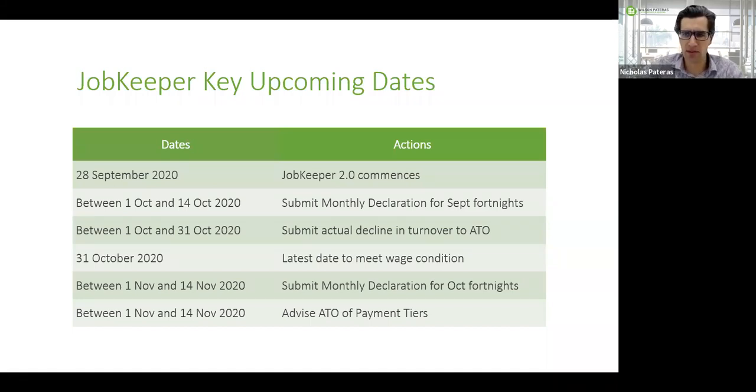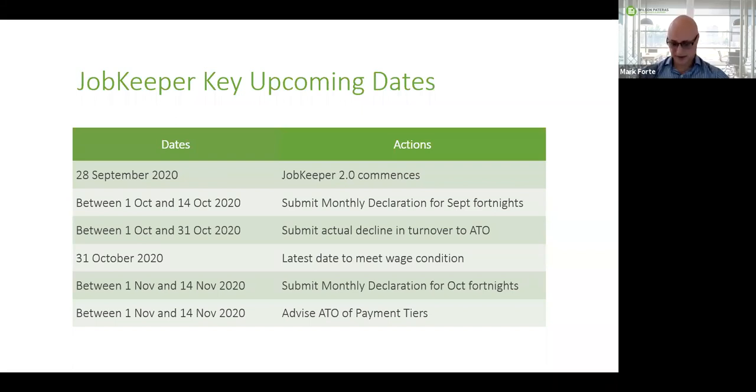Business is going to have to reconcile their figures for the September quarter, establish their GST turnover, and make the assessment of the basic eligibility requirement of a 30% drop. If they don't satisfy that, then look at alternative tests. Once you determine you satisfy an alternative test, make an application to the tax office, then go through and hopefully get your JobKeeper. So there are a few steps there. Well, there's a lot of work to do between now and the end of October.